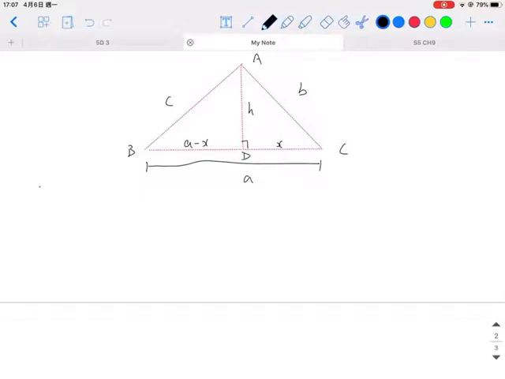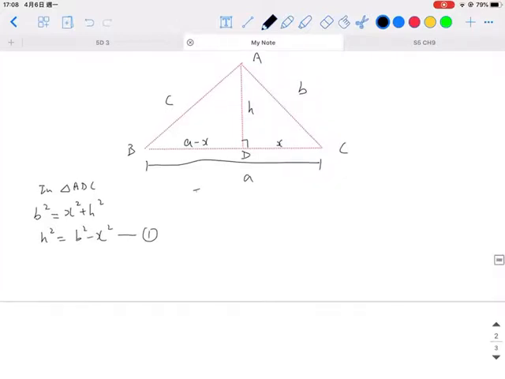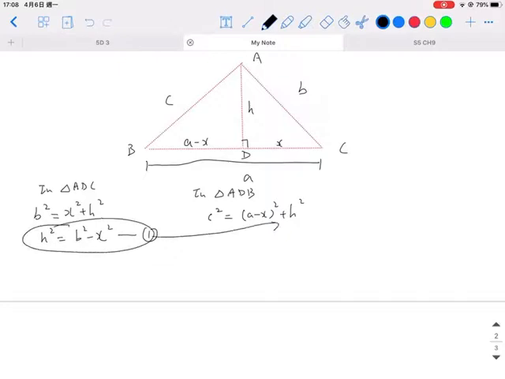So how to prove it? In triangle ADC, we can have the Pythagoras theorem, which is b squared equal to x squared plus h squared. That means h squared is b squared minus x squared, right? This is the first equation. And in the other triangle, ADB, c squared equals (a minus x) squared plus h squared. And I substitute this one into here. Okay, so c squared equals (a minus x) squared plus b squared minus x squared.